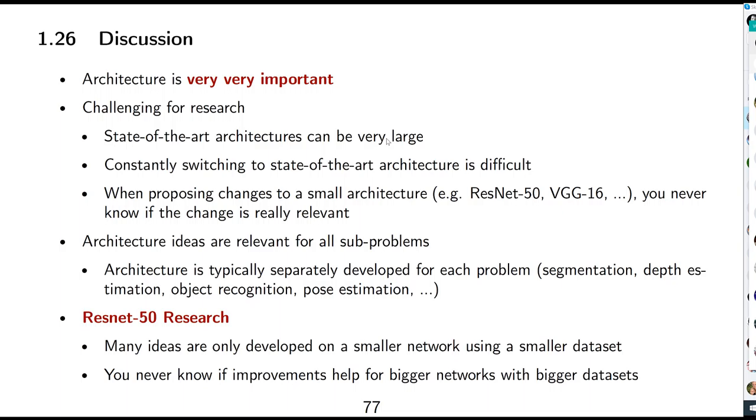Finally, I would like to highlight this problem that I call ResNet 50 research, because in a university setting, resources are limited and often much more limited than you would like. So it is often necessary to start with a baseline such as ResNet 50 and develop an idea from there. This is done in many research communities and in many research papers. A baseline network such as ResNet 50 is used, and improvement over ResNet 50 is shown. But then it is impossible to say, will that really scale up?